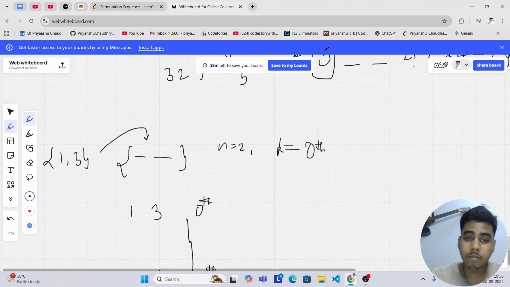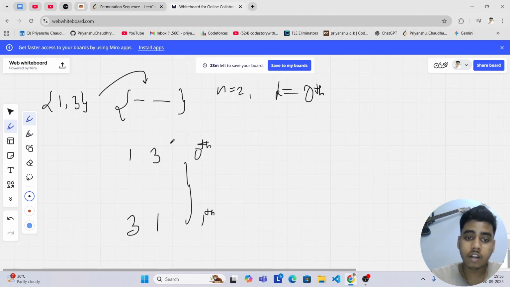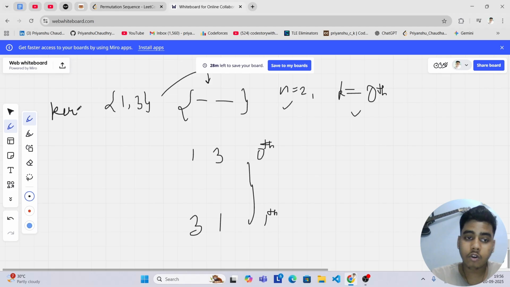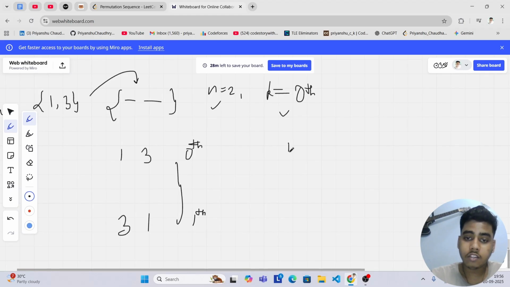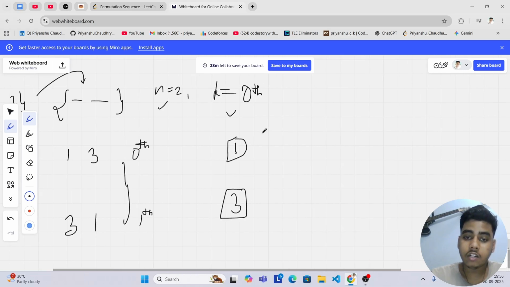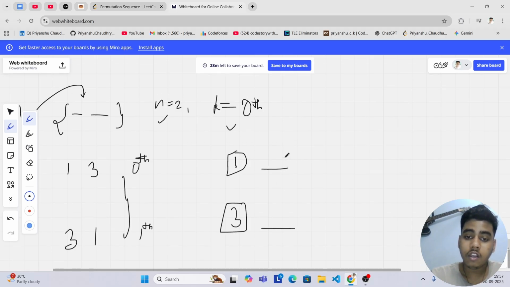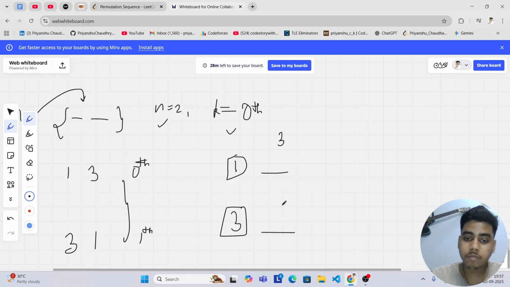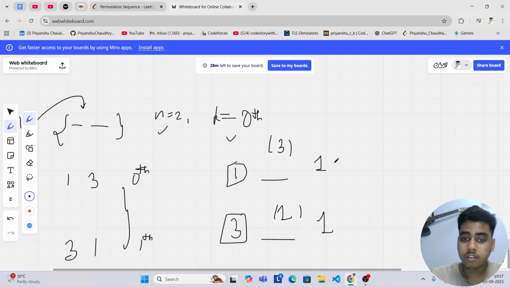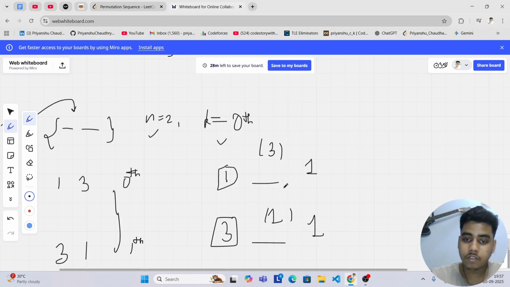Now I will apply the same algorithm here, where n is 2, k is 0, and the permutation is now updated to this, and I have to fill 1 comma 3. So again it will either start with 1 or with 3. If it starts with 3, then I will be left with only one place, and only 1 can come there. So total possible ways will be just 1 factorial, which is 1.